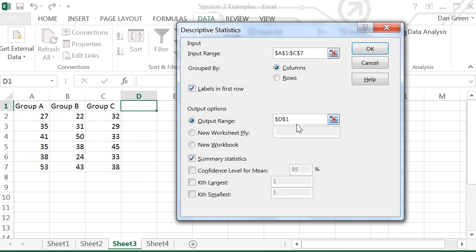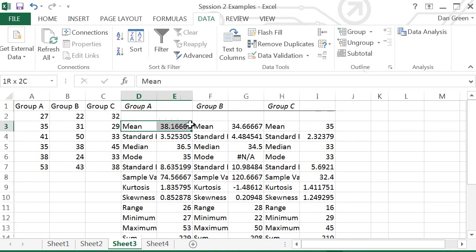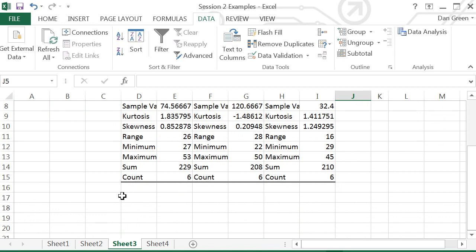And then for our output range, we're just going to click on this cell D1, be the upper left-hand corner of our output table, and then make sure you have summary statistics checked, click OK. So here again we've got three means, and then we've got median and mode for the three sets of data. So here we don't have to be quite as detailed with our summary. We could just note something like the following.